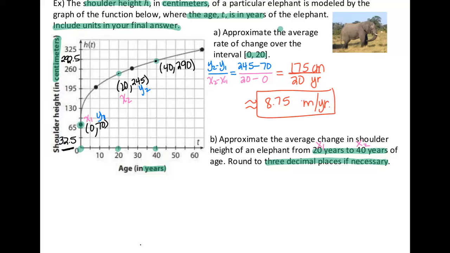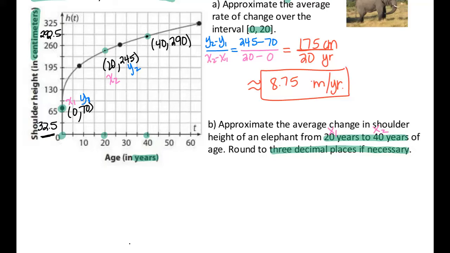All right, so to set it up, I'm going to take my second y value. So now this is y2, and this becomes y1 now, because we're looking at a different interval. So I'm going to cross this out because now I'm looking at a different interval. My 290 is y2, and 245 is now y1. 40 is the x2, and 20 is the x1.